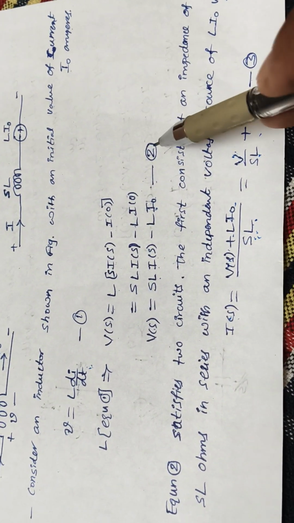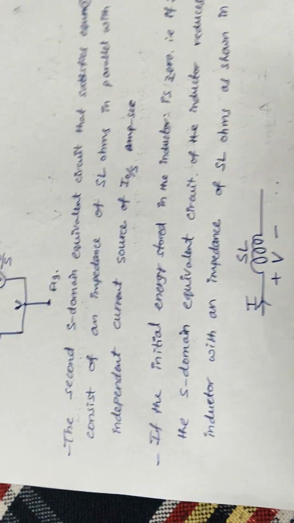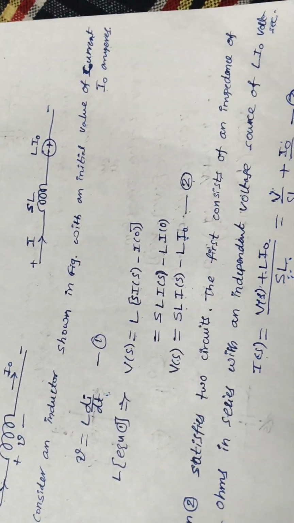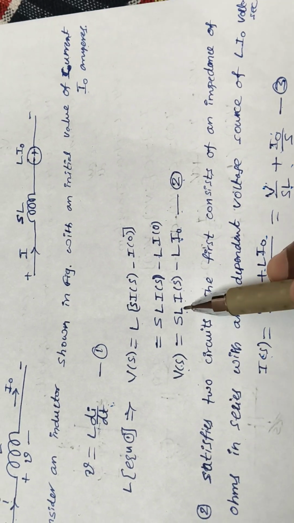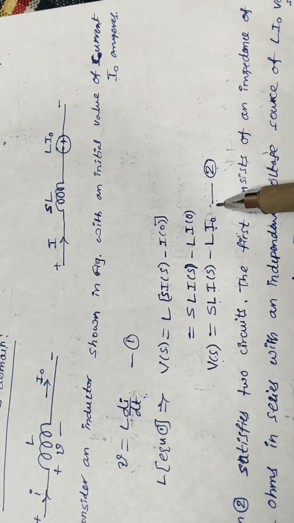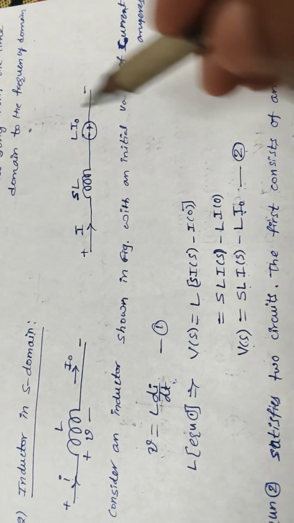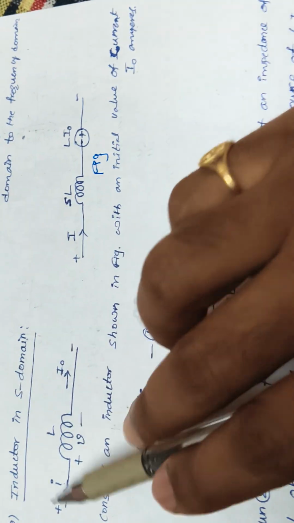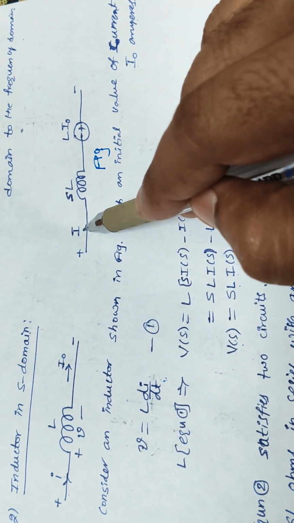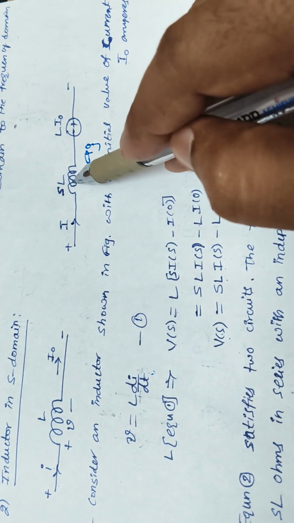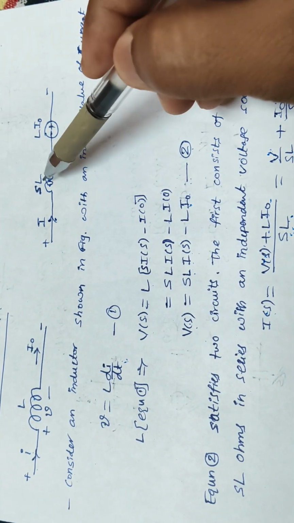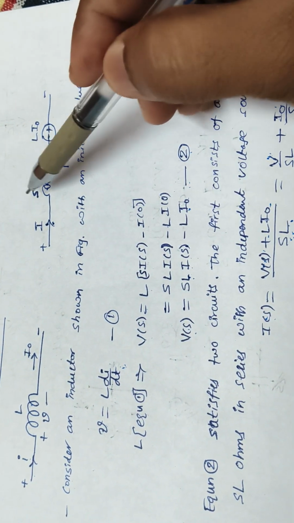I can represent the second equation and third equation pictorially like this. So what is the second equation? V of S is equal to SL into I of S minus L into I naught, right? To represent this equation in the figure format or pictorial representation, small i became capital I or I of S. L became impedance like SL in S domain. SL is multiplying with the I of S.